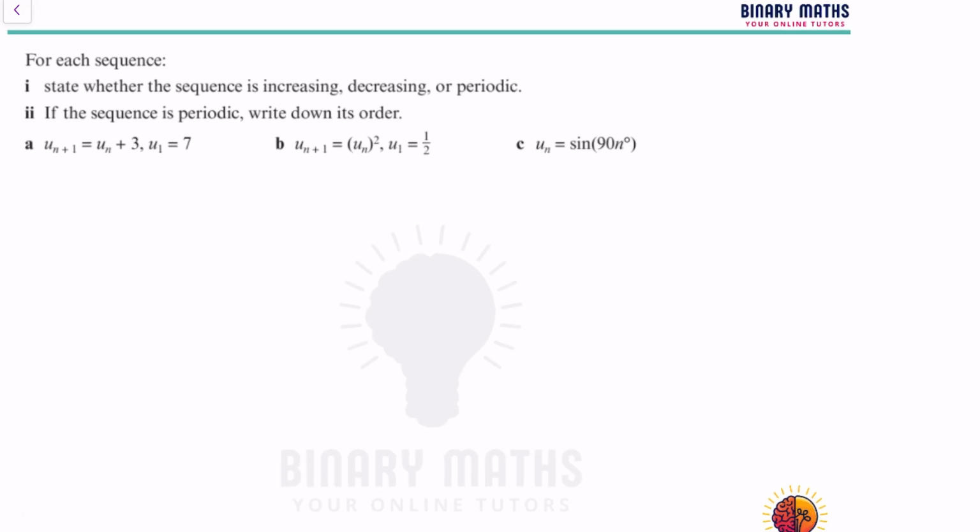Okay, for each sequence, state whether the sequence is increasing, decreasing, or periodic. If the sequence is periodic, write down its order. Okay, so A, part 1.